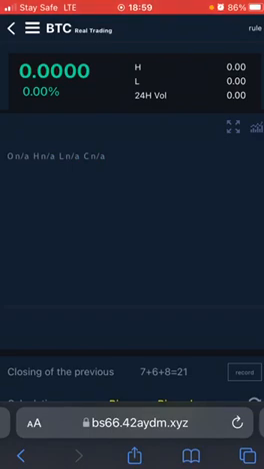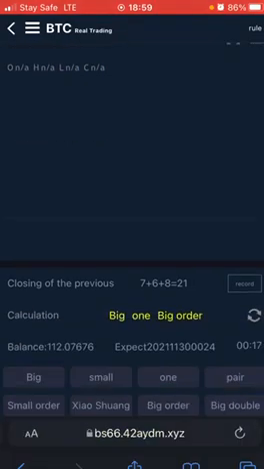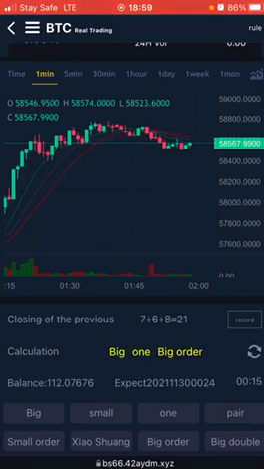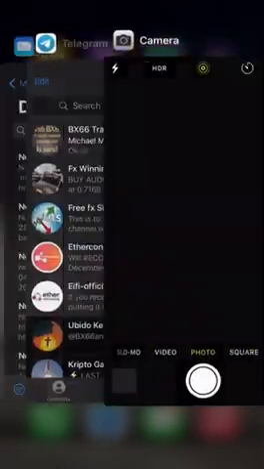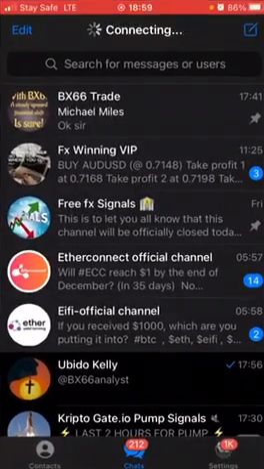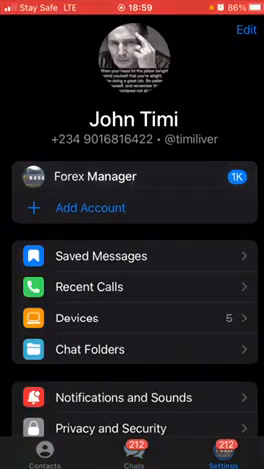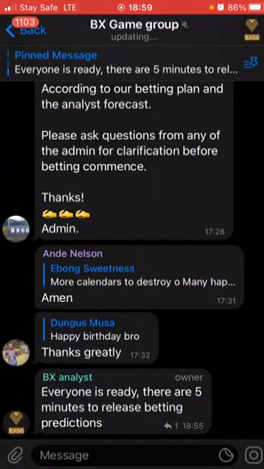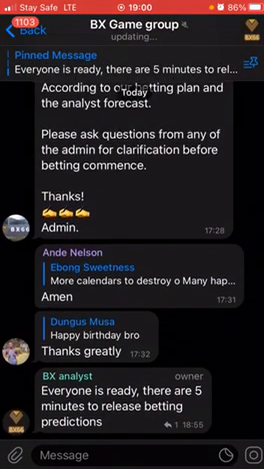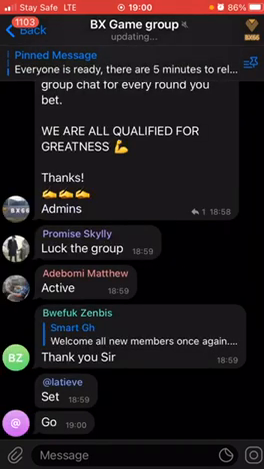I want to show you guys how to trade on BX66. Let me go to the group so that we can start and watch what happens. It's time. All we need to do now is to wait. This is the group, the BX group. We're waiting for the analyst to drop the first forecast, and then we're going to start for today.